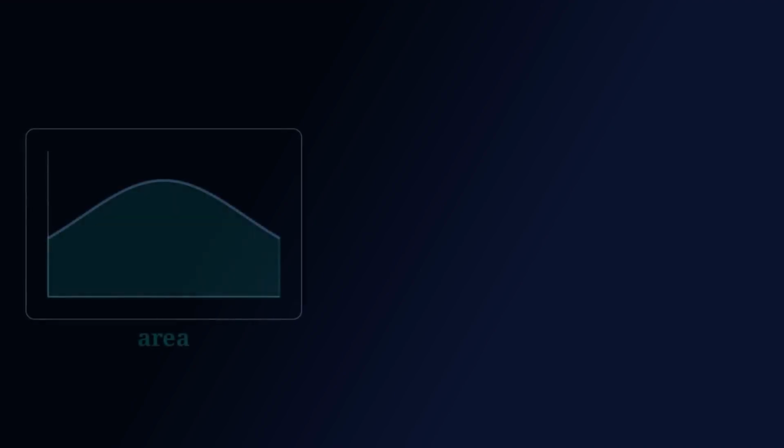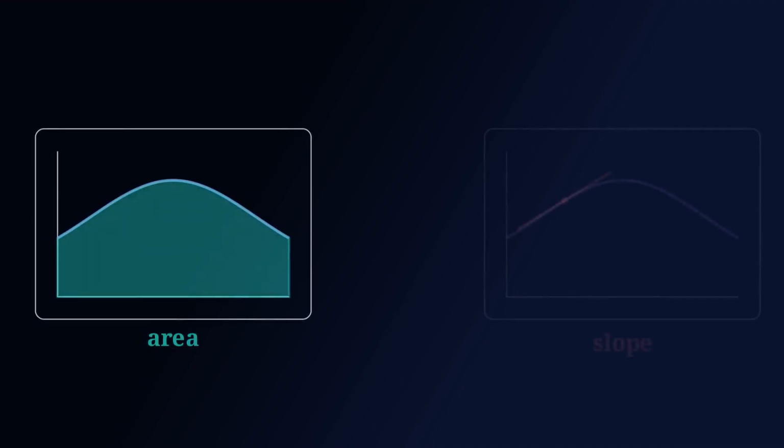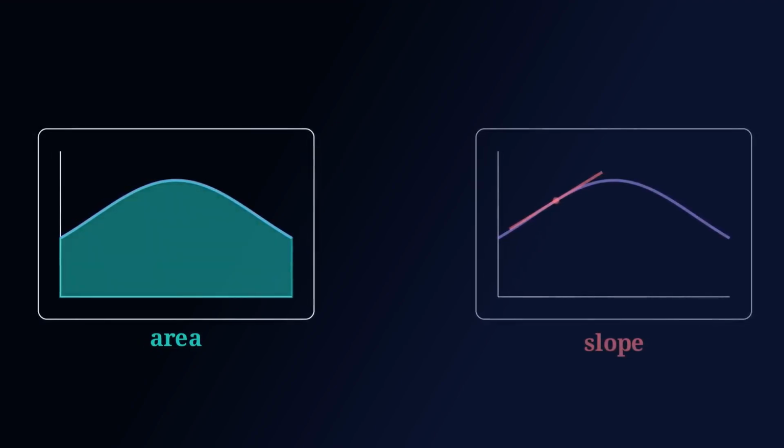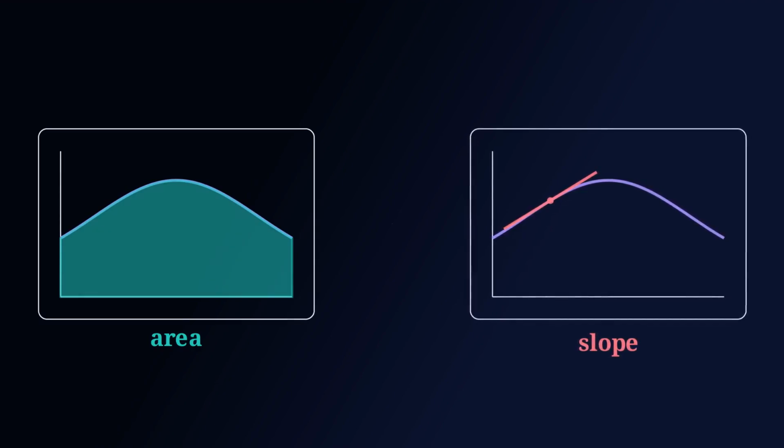Here are two ideas that feel like they live in completely different worlds. The first is the area trapped underneath a curve. The second is the steepness or slope of a curve. Today I want to convince you that these two things are secretly the same idea, just seen from opposite directions.